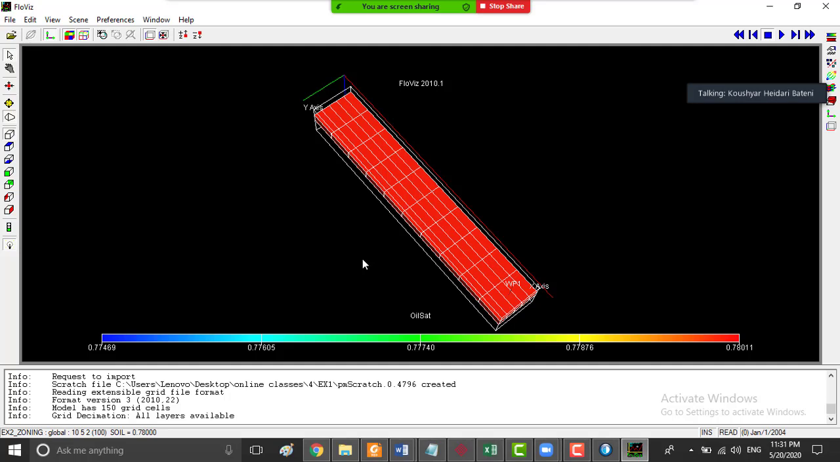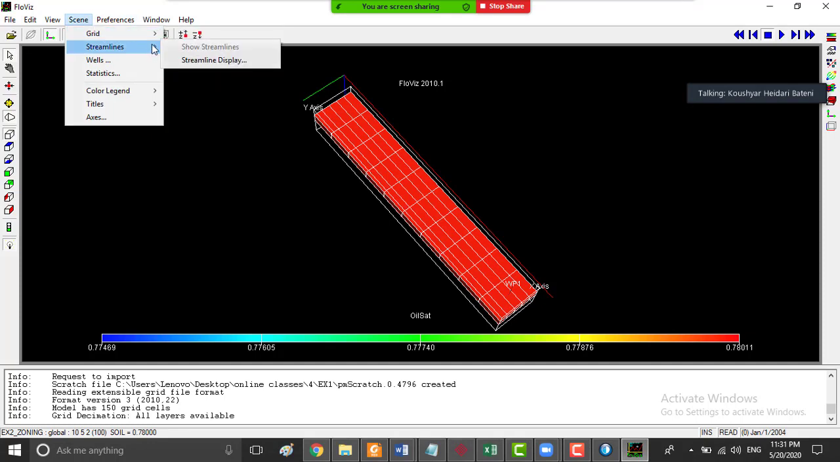What do I mean by zoning? Please pay close attention. I have a reservoir like this. Let me undo the IJK slice that I've done.